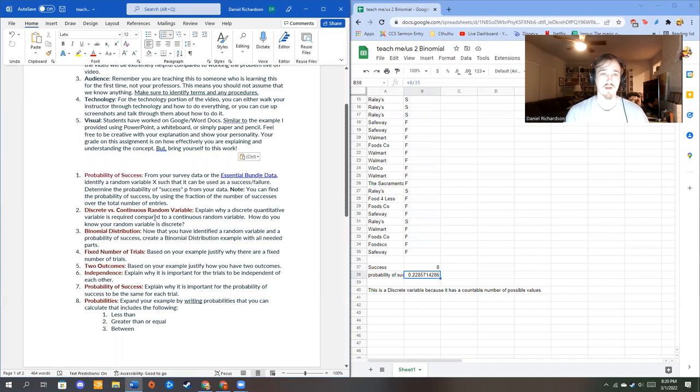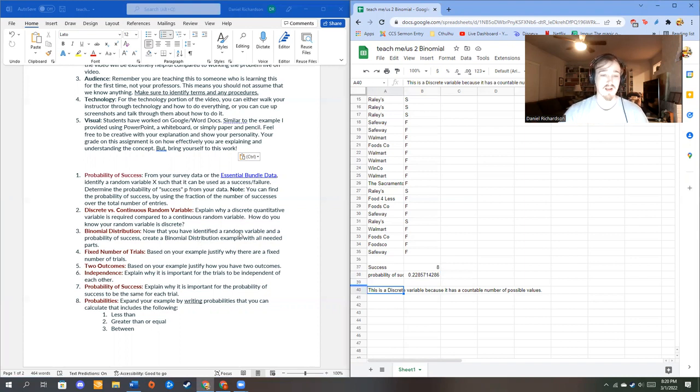So for a little bit of clarification, continuous are things that are measured. So usually when you are looking at continuous, you could be measuring height or some other unit of measurement. And discrete is something that can be counted. So this is something that can be counted. We are counting the amount of Rayleigh's that people have visited instead of possibly the distance that people travel to their grocery market. So we are going to mark this as being a discrete variable because it is a countable number of possible values.